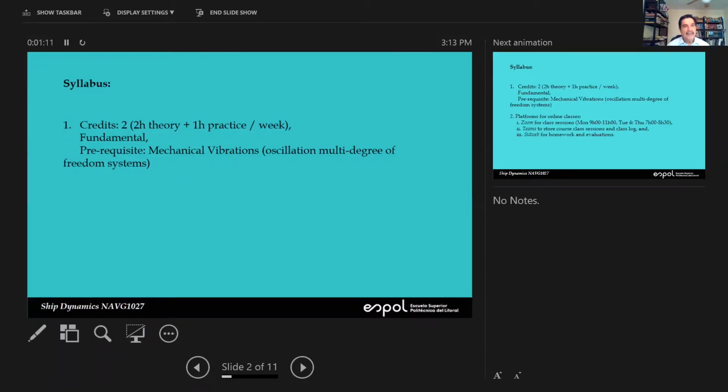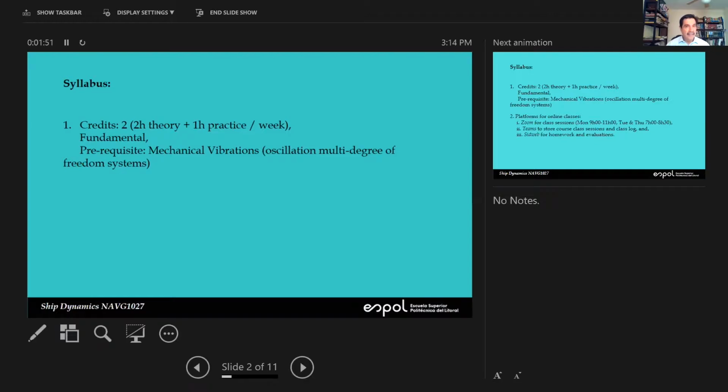The prerequisite is mechanical vibrations. I'm using the new name of this course. It used to be ship vibrations. Well, right now it's different. It's called mechanical vibrations. And I put it like that because I wanted to have a course which can be considered by other programs. And if we call it vibrations, they might think that it is only for us. But I don't think that's correct. This is a quite general course. So if the name helps in some way, well, that's why I changed it, okay?